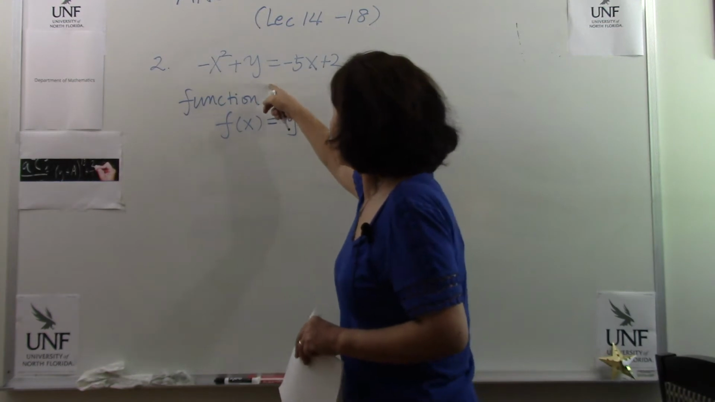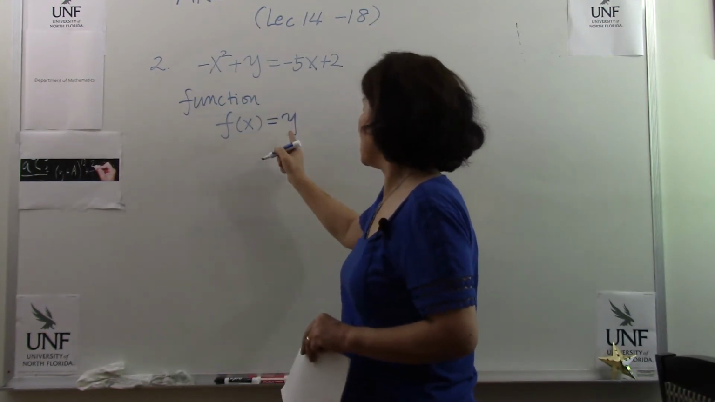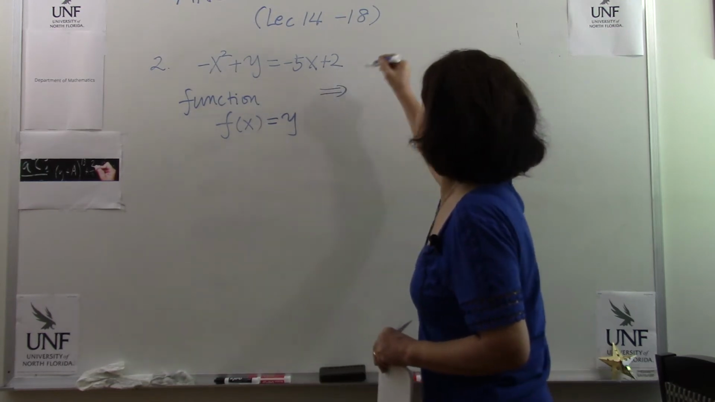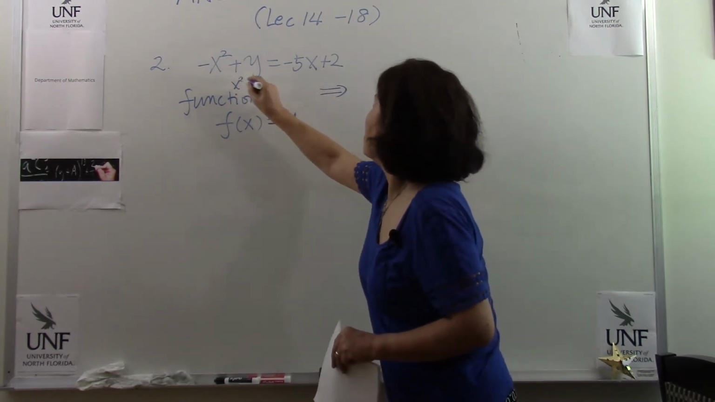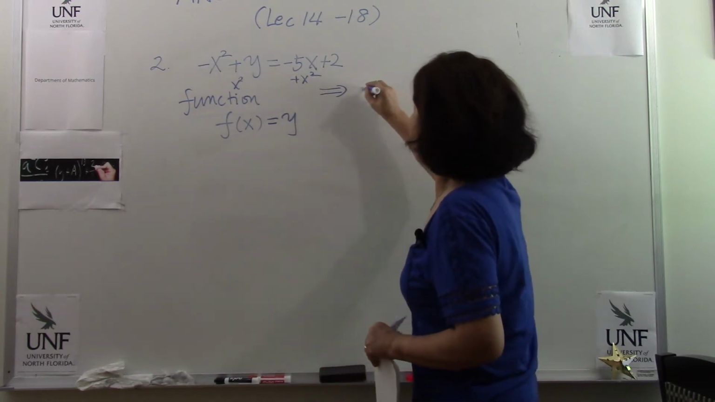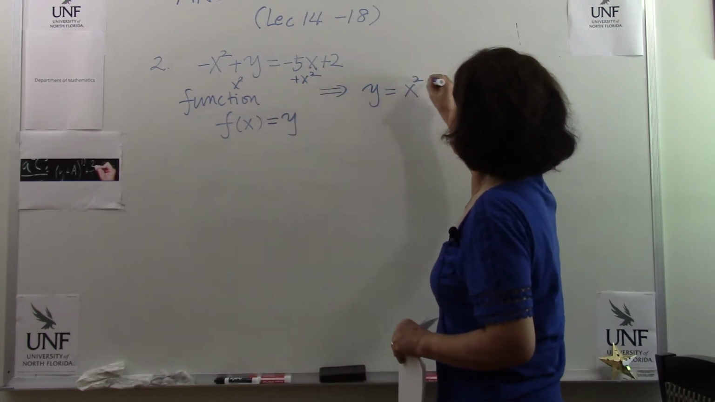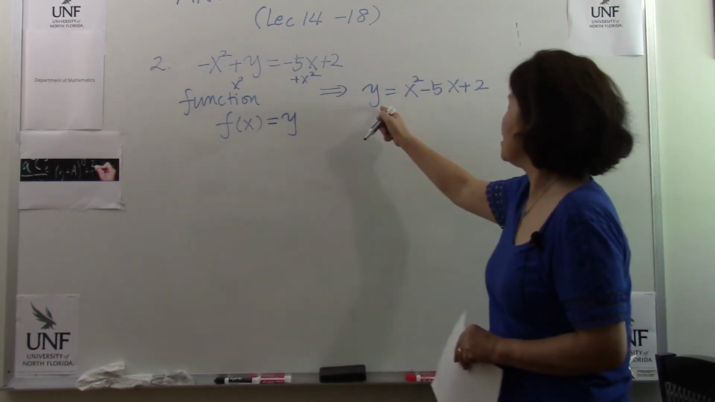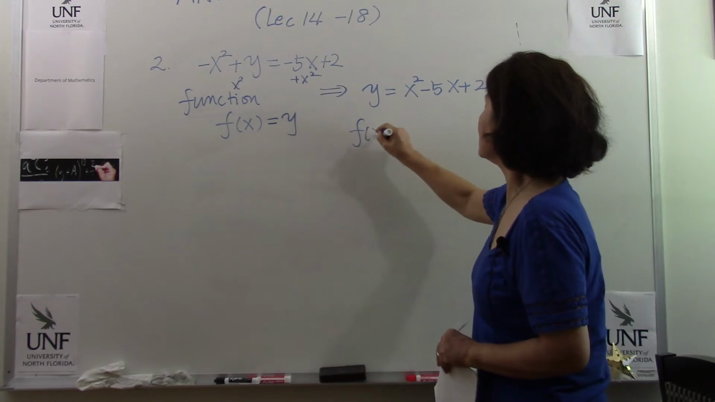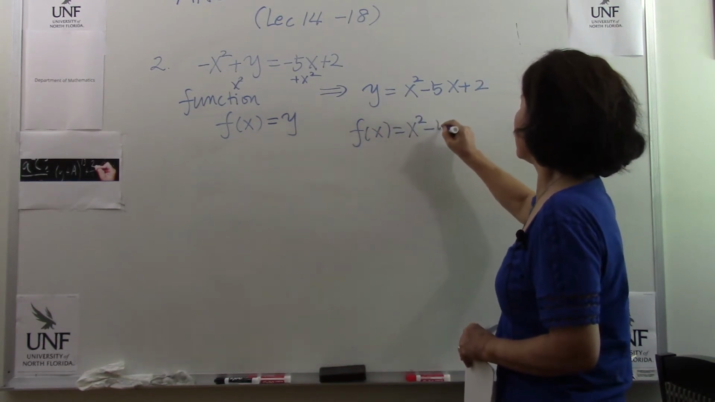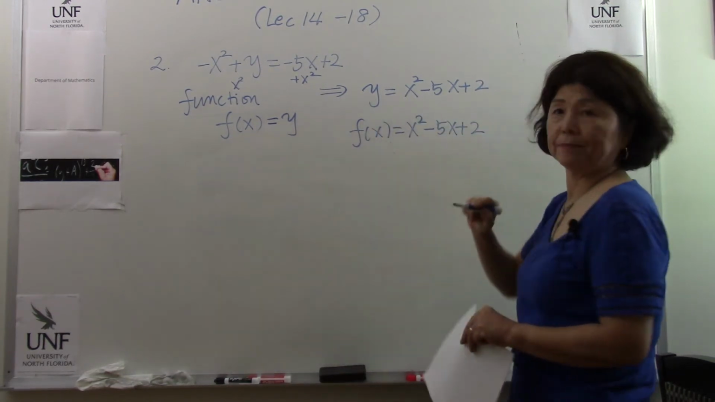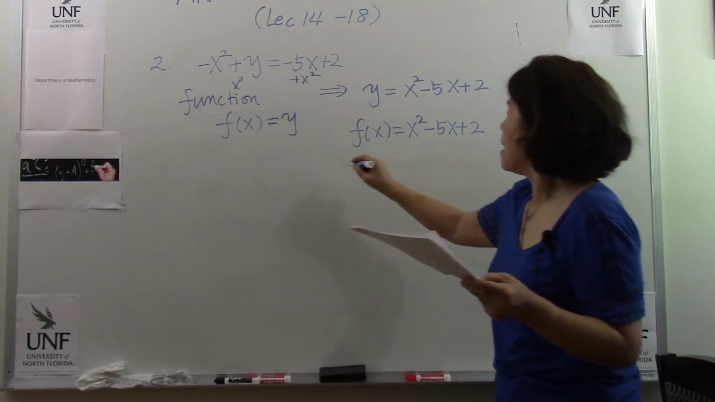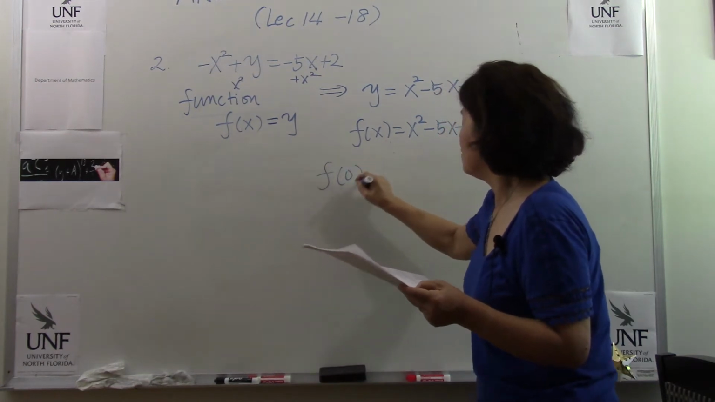So let's leave just y by itself. Add x squared on both sides, which makes y equals x squared minus 5x plus 2. Now you rename it, okay? So f of x equals x squared minus 5x plus 2. Once you do that, now we can, for example, find f of 0.